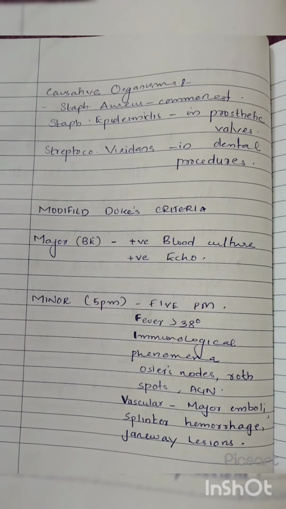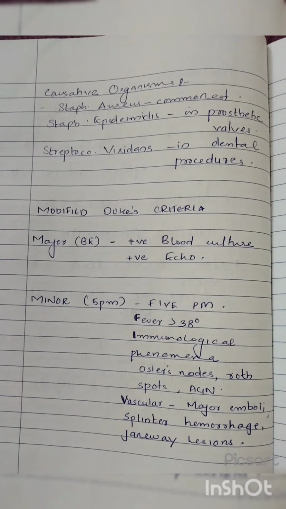Now the diagnosis: modified Duke's criteria, that is major and minor. Major can be remembered as BE, positive blood culture and positive echo. And the minor can be remembered like 5 PM, mnemonic 5 PM. That is F, fever greater than 38 degrees Celsius.